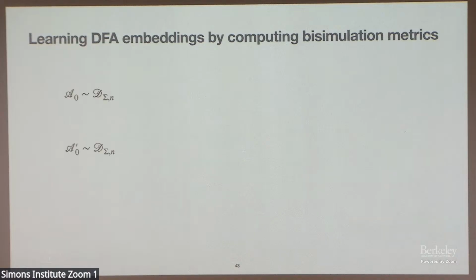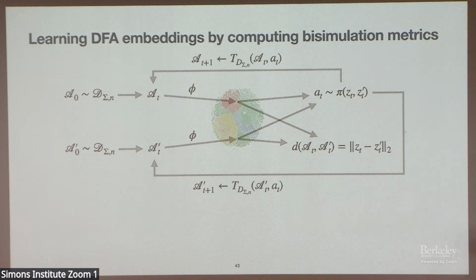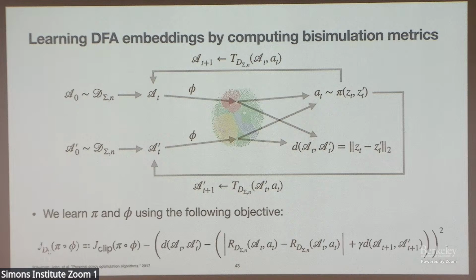So in practice, we'll sample two DFAs with our phi, and we'll map them to vector representations. We'll compute the bisimulation metric, which is the L2 norm of the embeddings. And then we'll use these latent representations for our argmax policy, and then we'll use that action to take a translation. So it's kind of as if we are playing a bisimulation game here.